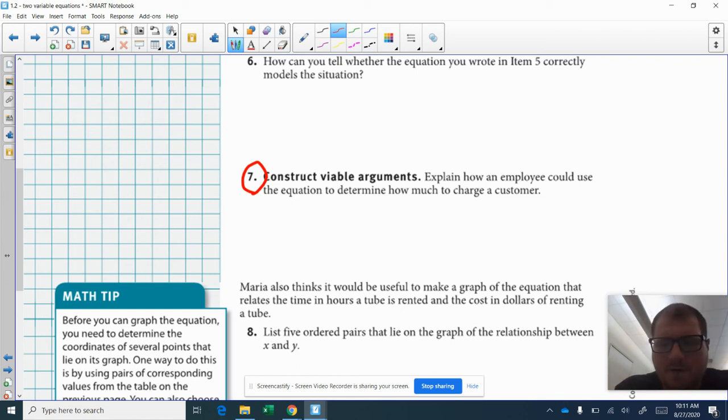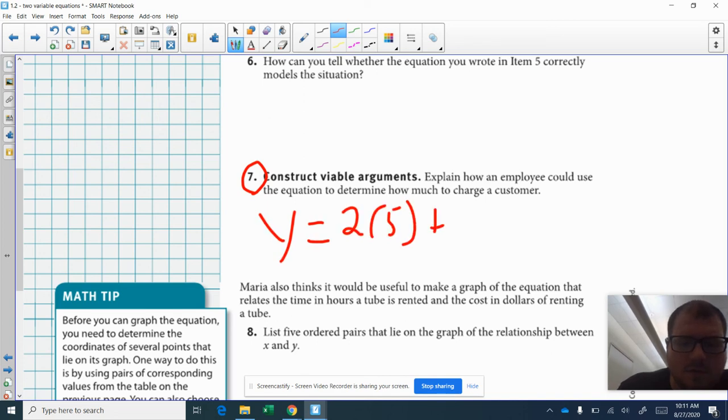Well, if I'm trying to figure out how much I'm going to charge a customer, the customer comes up to me and says I want the tube for 5 hours. All I have to do is plug that in. y equals 2 times 5 plus 5. Okay, and let's say that, just to write that out.